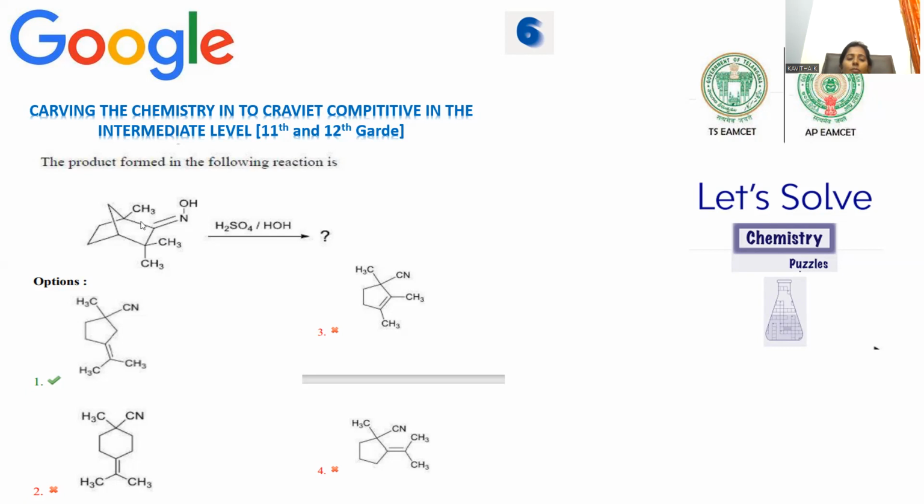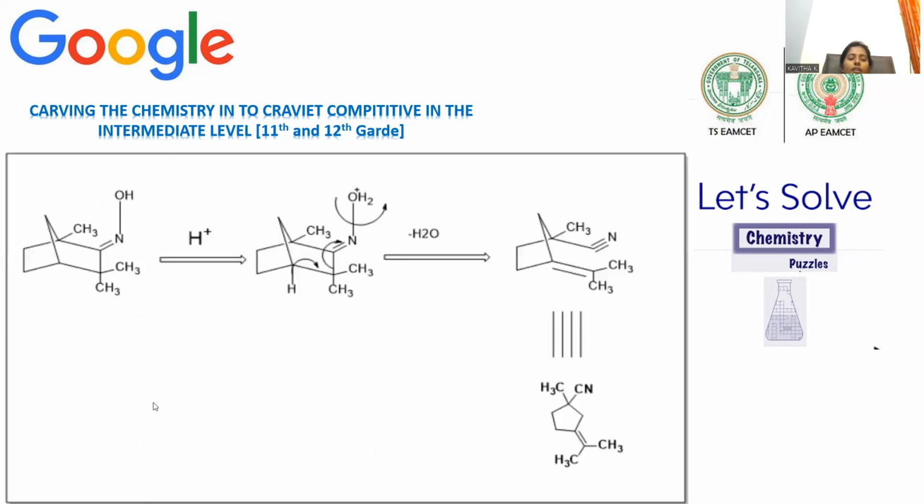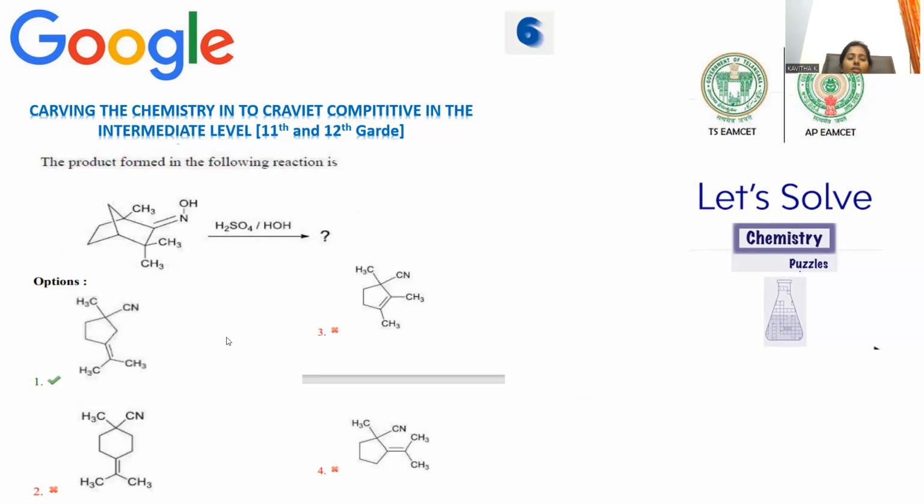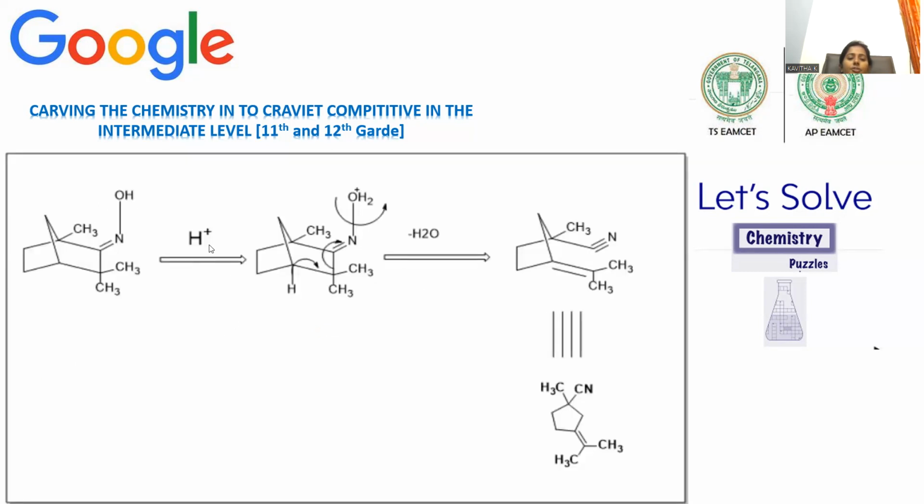Now, after the ring opening, the ring size contracts to 5-membered only. Wherever 6-membered is there, you can exclude that option. A 5-membered ring will be generated. In order to explain how we can achieve this product, we have to go for the detailed mechanism. This is the oxime derivative of norbornane, where sulfuric acid and water is added. Simply I am mentioning H plus.